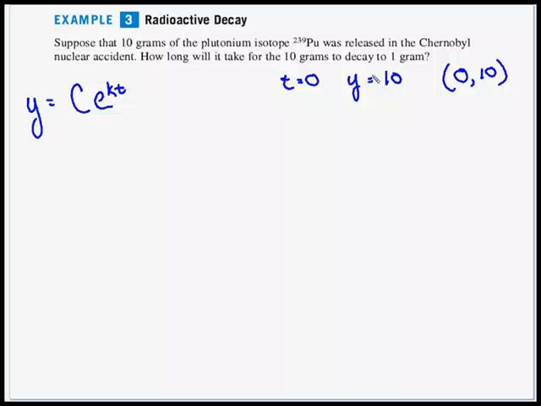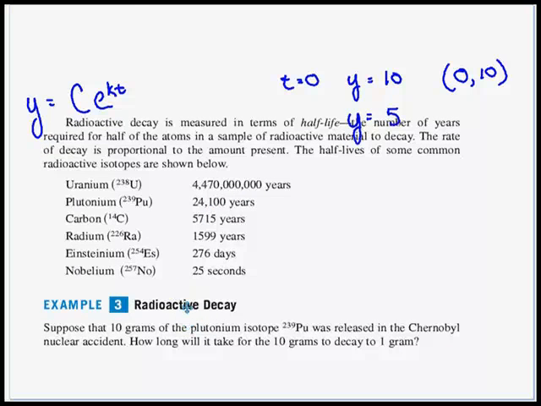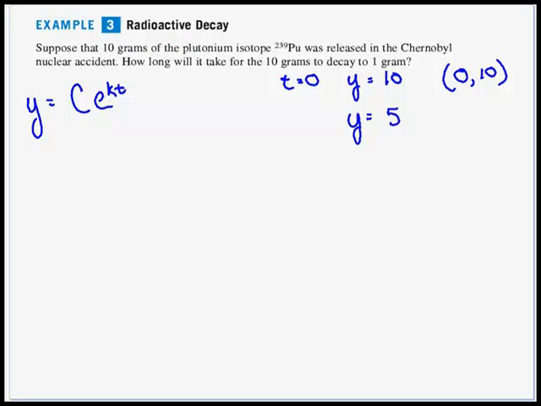Okay, at what point will we know that we have half of this? We have that half-life. So how long does it take our sample to go from 10 grams down to 5 grams? Well, plutonium has a half-life of 24,100 years. So the time is going to be 24,100, and that is our other point on the curve: (24,100, 5).